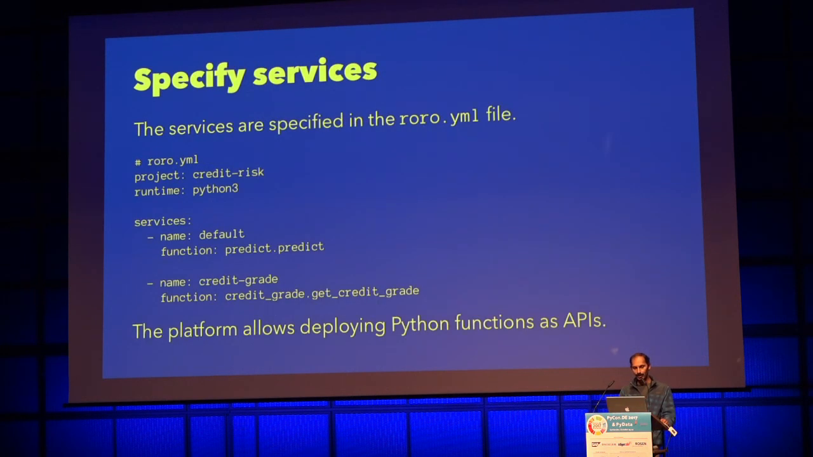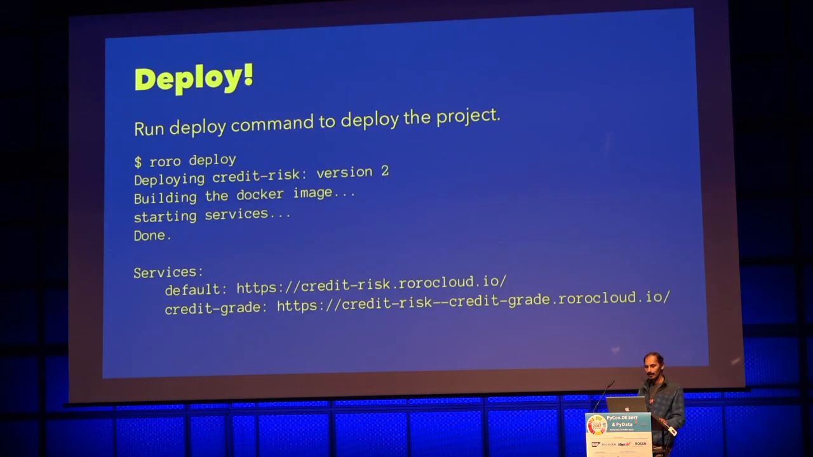The way it works is you write a small YAML file saying what's the project name, what's the runtime that specifies your base environment, and then say what services you want. So the platform allows you to specify which functions you want to expose as APIs. You say that I want predict as a default service, and there's another credit grade service. You want to run two of the services as part of the project and say roro deploy.